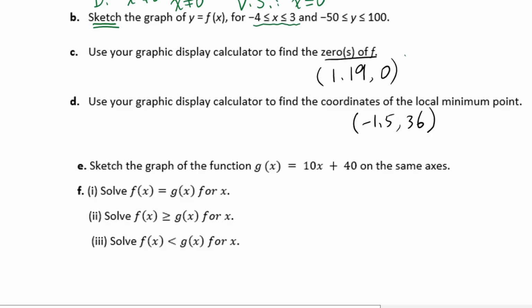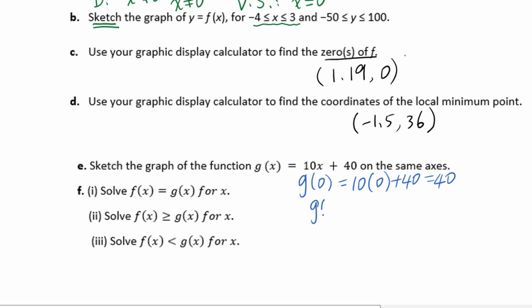For E, the graph of the function g of x equals 10x plus 40 on the same axis. This is a linear function. For linear function, try to get x-intercept and y-intercept. Especially y-intercept, you have to accurately plot. So g of 0. For every x changing into 0, you will get 40.